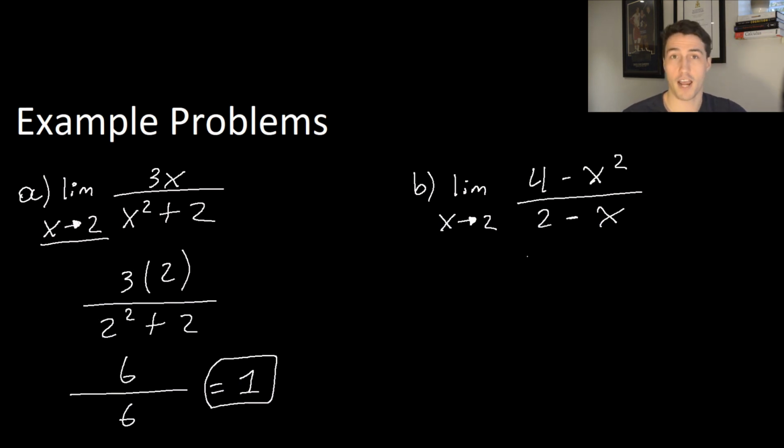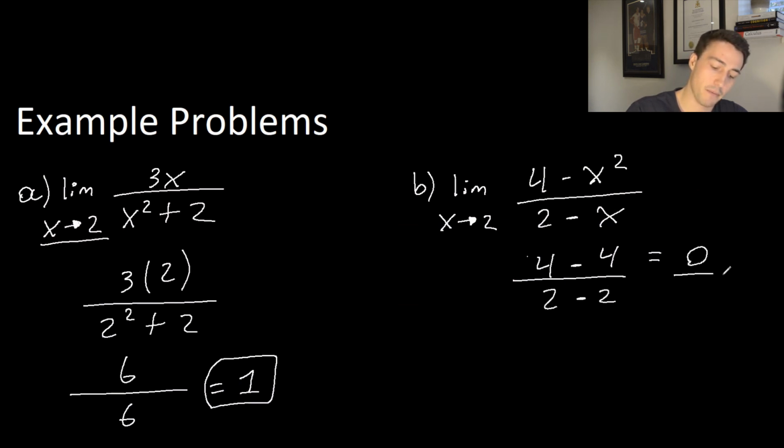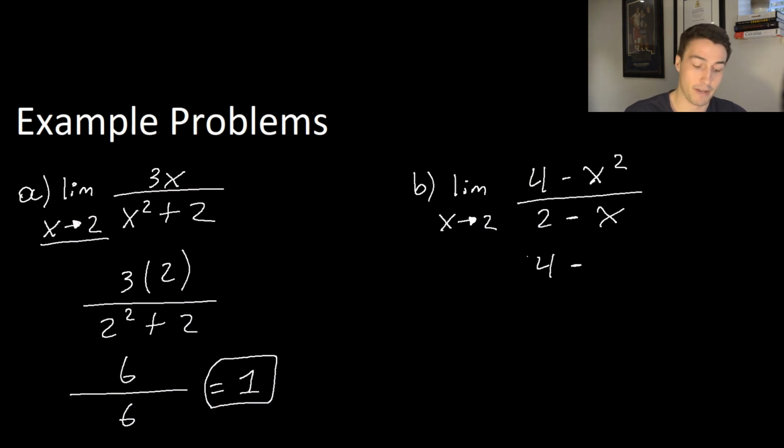So if we were to try the direct substitution, and again, it's not wrong to try it, but you'll see why it doesn't work. If I plug this value in, on top I'd get 4 minus 2 squared, which is 4, so that would be 0, over 2 minus 2, which evaluates to 0 over 0. This is an indeterminate form. So we actually can't do that, because that's not what this limit is actually going to be.